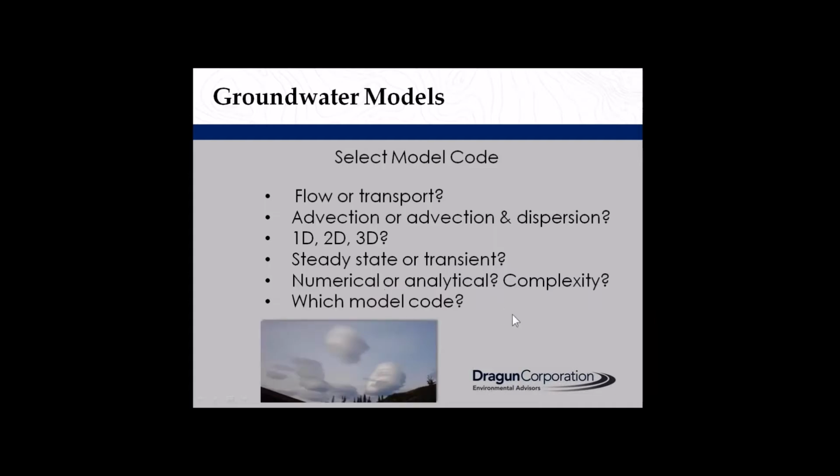So after you've got the conceptual model, you need to decide how you're going to pick your model code. Is transport an important aspect to the question you're trying to answer, or can you get away with just a flow model? Advection describes the bulk flow, whereas advection and dispersion may be important for a situation where you've got more complicated flow conditions. Is your flow mostly one-dimensional, or do you need to go all the way up to a three-dimensional system to be able to describe what's going on?